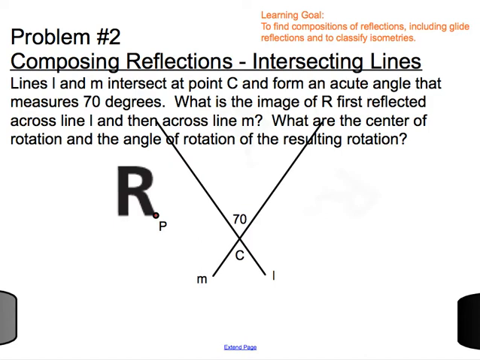Problem 2 asks us to compose reflections, but this time dealing with intersecting lines rather than parallel lines. We have 2 lines, L and M, that intersect at point C and form an acute angle that measures 70 degrees. We're trying to determine the image of R, first reflected across line L and then across line M. We're trying to determine the center of rotation and the angle of rotation of the resulting rotation.